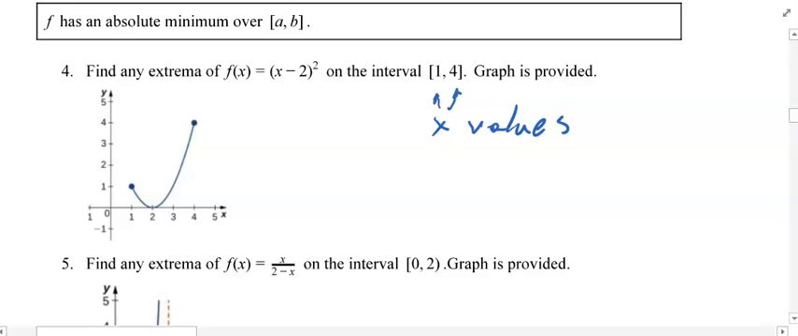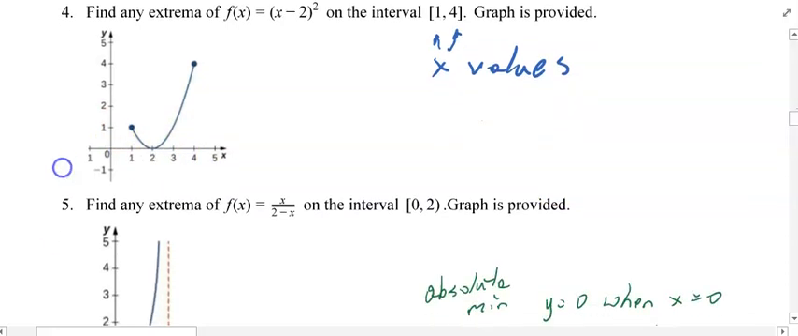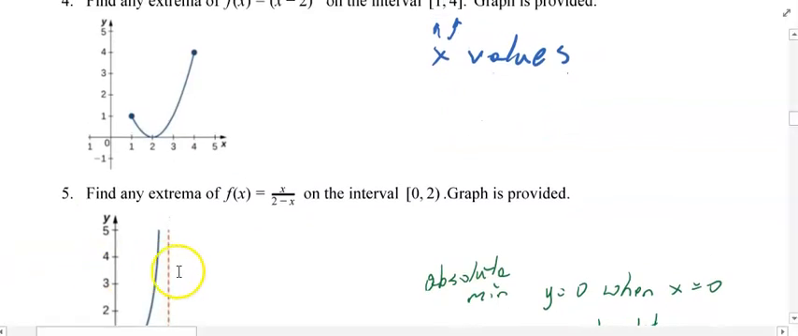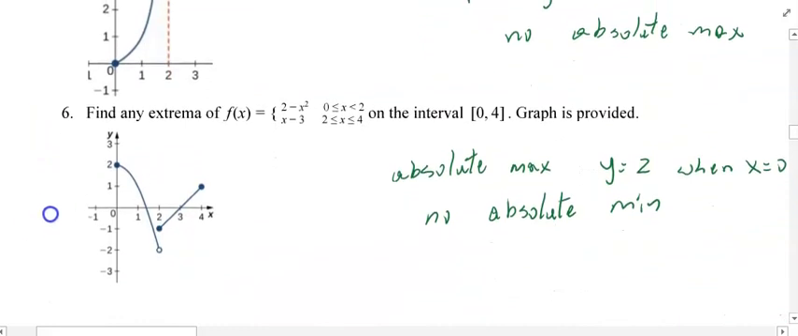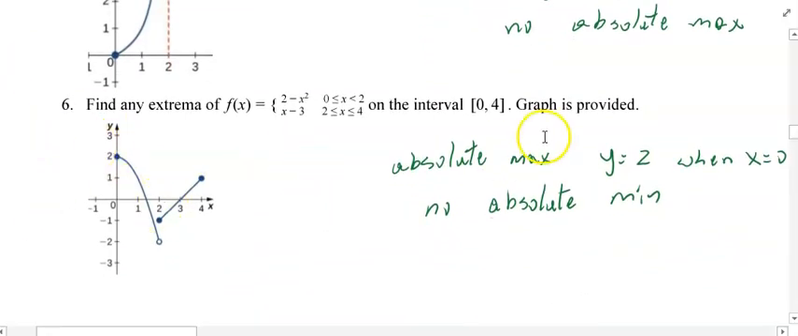Let's just look at some examples. Number 4: find any extrema of f of x is equal to (x minus 2) all squared on the interval [1, 4], included. The graph is provided. That means that we can look at the graph and we can see an absolute maximum value and an absolute minimum. Okay, so we have to determine how we're going to write this. Also for number 5, find the extrema of f of x is equal to x over 2 minus x on the interval [0, 2). We'll also look at number 6, find the extrema of this piecewise function.